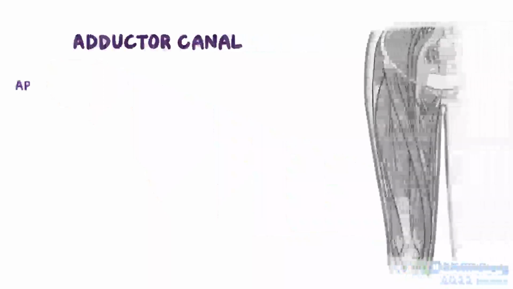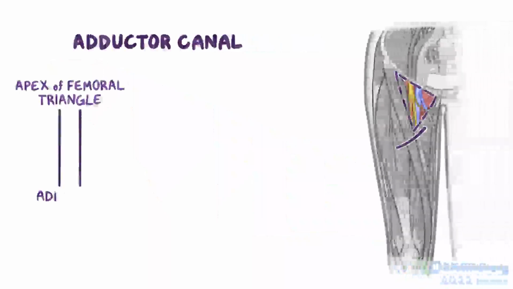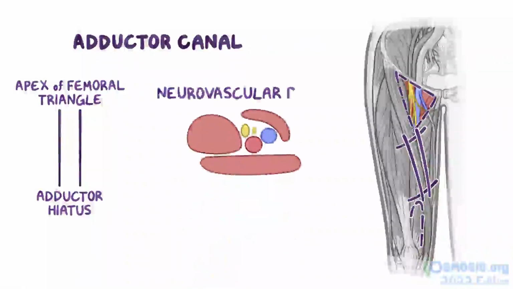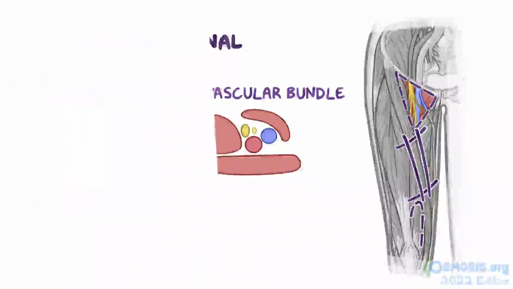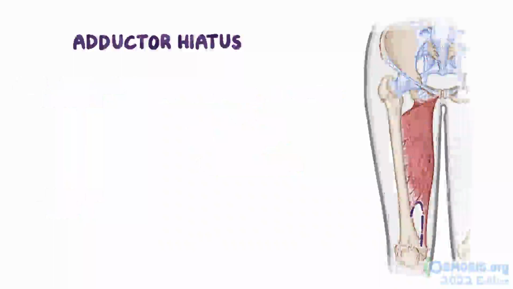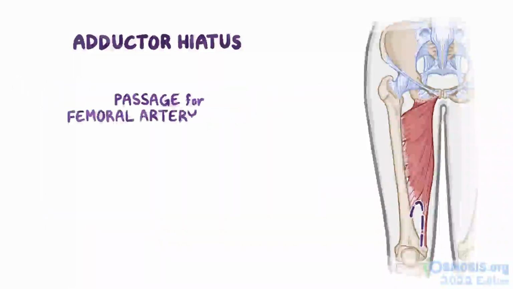Another landmark is the adductor canal, which extends from the apex of the femoral triangle to the adductor hiatus. The adductor canal provides a passage through which the neurovascular bundle of the thigh traverses the middle third of the thigh on its way towards the popliteal fossa. Inferiorly, the canal presents the adductor hiatus, an opening between the insertions of the adductor part and the hamstring part of the adductor magnus, which provides passage for the femoral artery and vein.